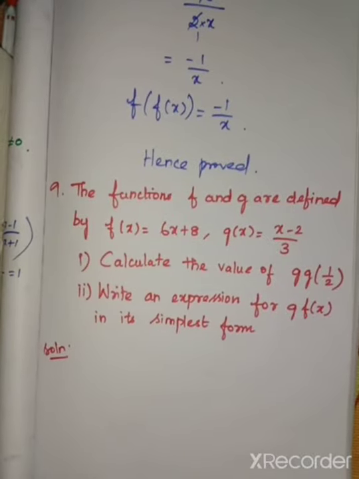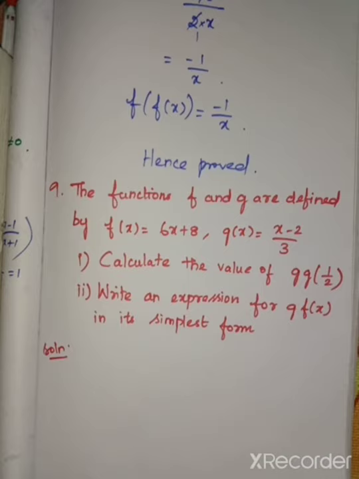Ninth question. The functions f and g are defined by f of x equal to 6x plus 8, g of x equal to x minus 2 divided by 3. First subdivision, calculate the value of g of 1 by 2. Second one, write an expression for g of f of x in its simplest form.